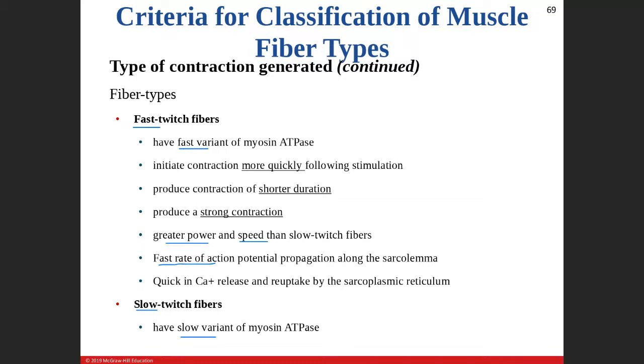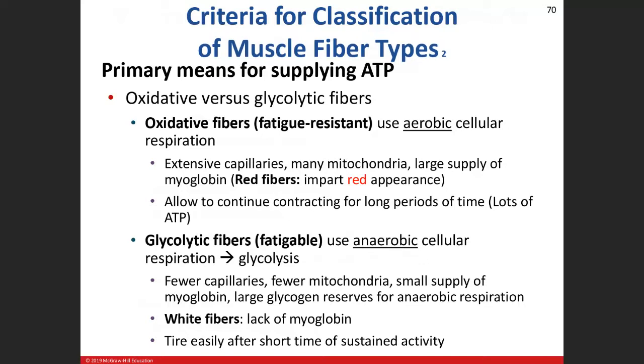The other classification is going to be how we supply ATP. All right. So there's two types here. You have oxidative and glycolytic. Now you've seen glycogen, so that's what I tell folks. Think of glycolytic.